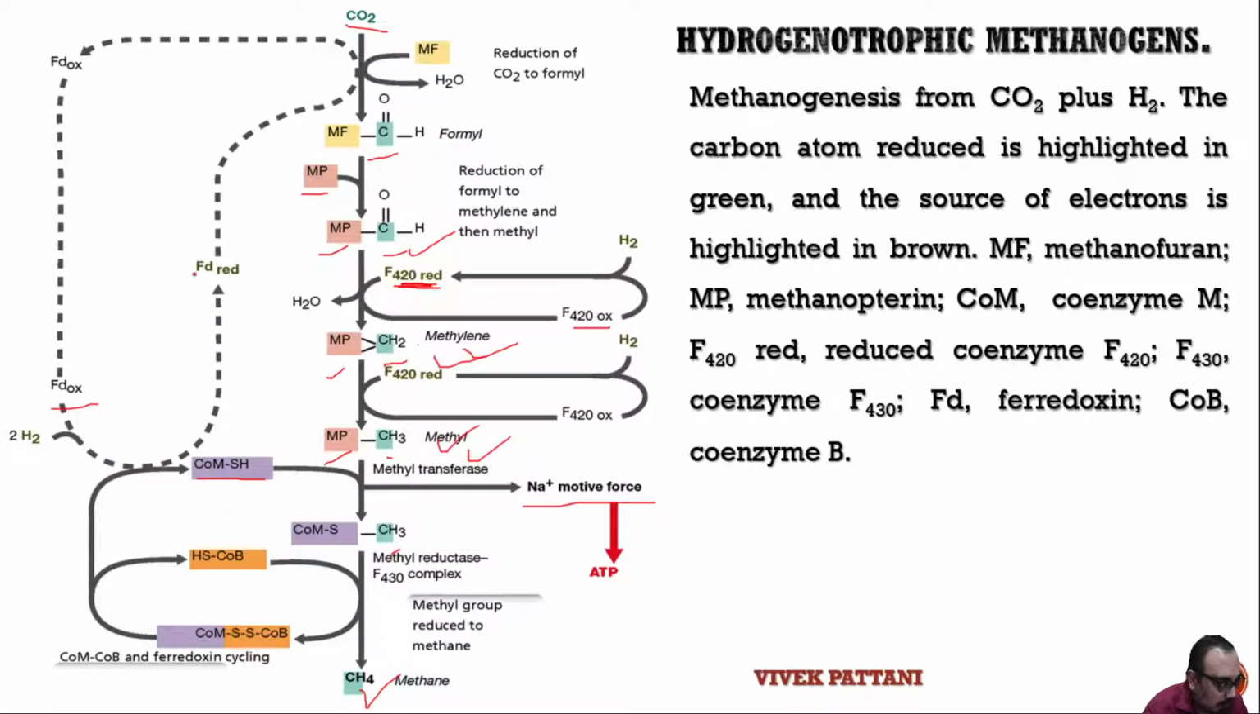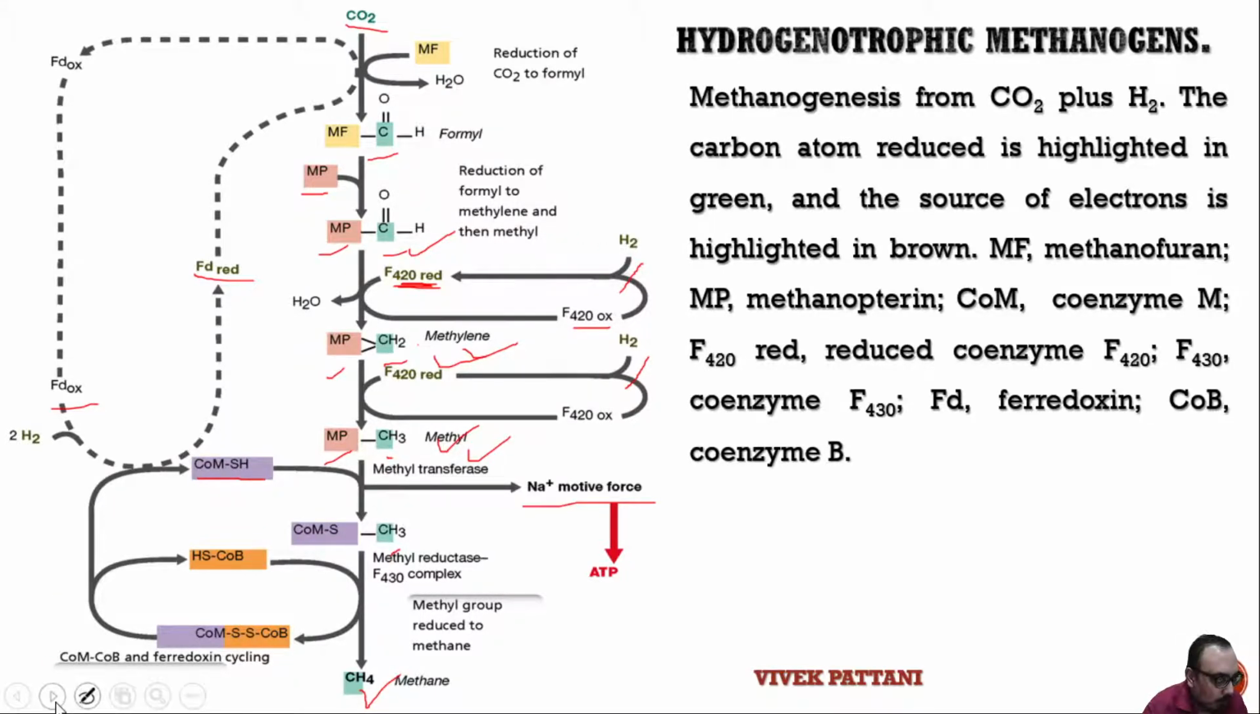Now we clearly see that ferredoxin, which is in reduced form in the first reaction, gets oxidized, and this oxidized ferredoxin will again combine with hydrogen. This is the point where hydrogen will be added and ferredoxin will be reduced. And at this point, hydrogen is also being added again.